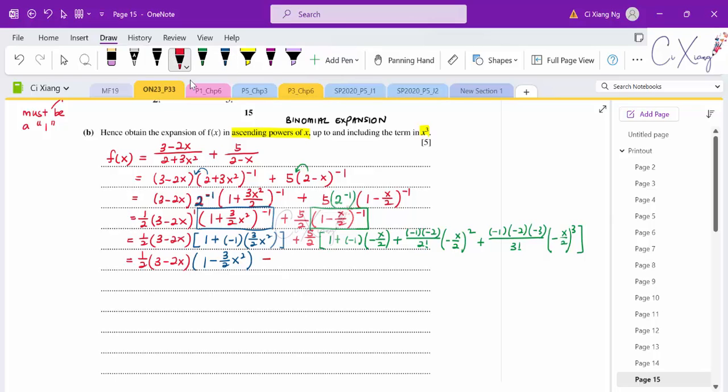Okay, then for the green color part, again, I try to simplify them first. If I want to simplify them, you can use a calculator to help you, of course. So you're having 1 plus half x. You double check and see whether you get the correct answer or not. So 1 plus half x, then plus 1 over 4x squared, and also 1 over 8x power 3.